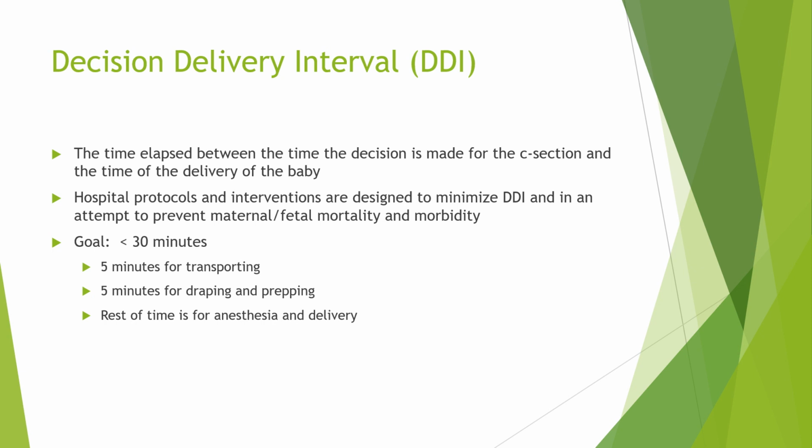Decision delivery interval, also abbreviated as DDI. The DDI is the time elapsed between the time the decision is made for the emergency C-section and the time of the delivery of the baby. Hospital protocols and interventions are designed to minimize DDI in an attempt to prevent maternal and fetal mortality and morbidity. The goal is less than 30 minutes.